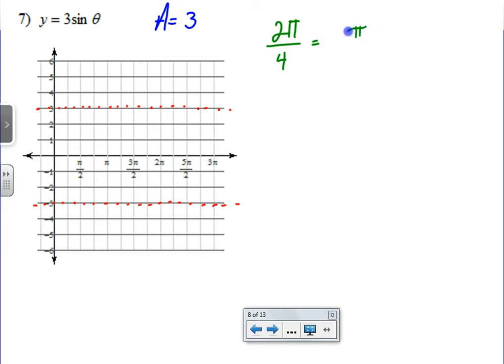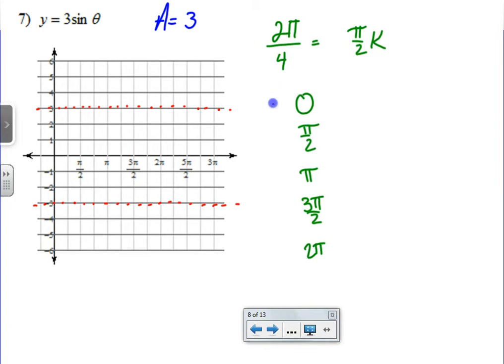Pi over 2. So what we're going to do is mark off every single group of pi over 2. We're going to start at 0, and then the next would be pi over 2. So this is 1 pi over 2. The next thing would be 2 pi over 2. What is 2 pi over 2? 1 pi. So 1 pi over 2, 2 pi over 2, and then 3 pi over 2, and then 4 pi over 2. But what is 4 pi over 2? 2 pi. Okay, we'll stop there.